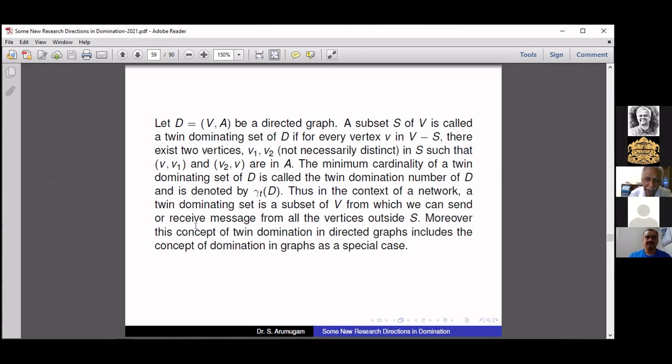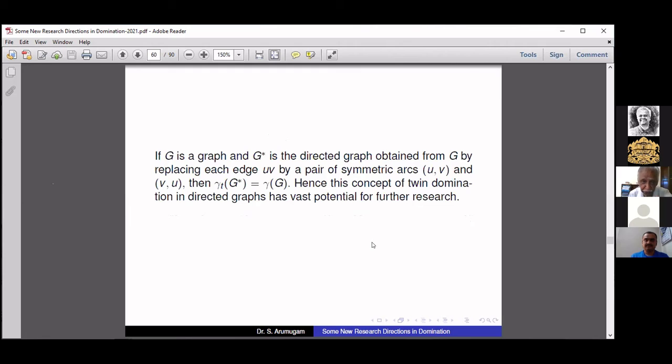In my opinion, once it's developed, this will become a big book in domination in directed graphs. Twin domination in directed graphs is a topic that can lead to a book. So I strongly recommend one research supervisor take a student and work on this topic. Twin domination in directed graphs gives you the whole domination theory in graphs as a special case.